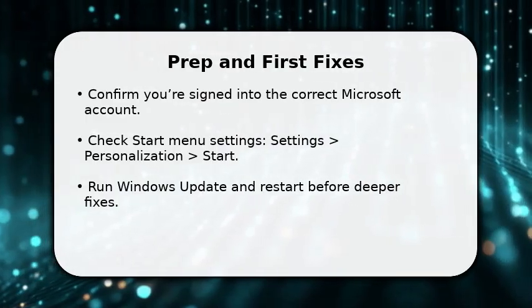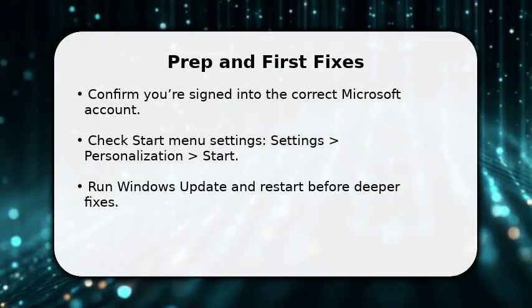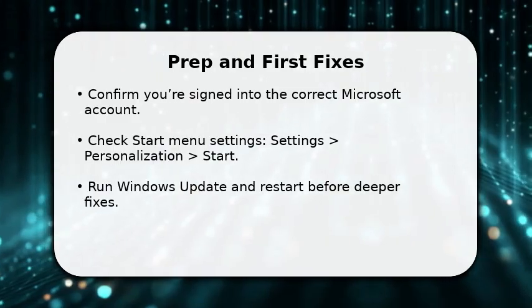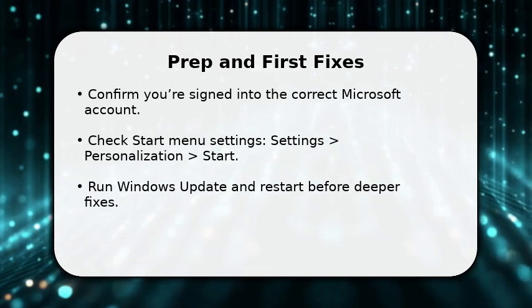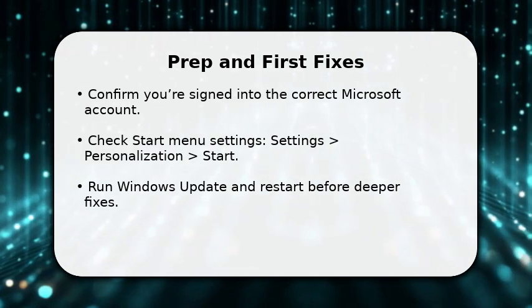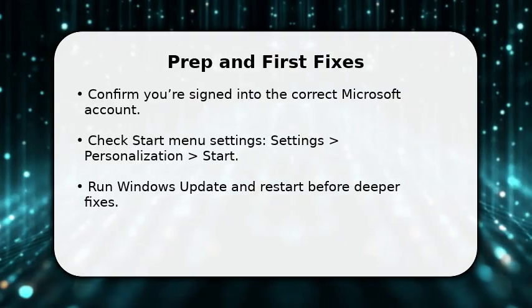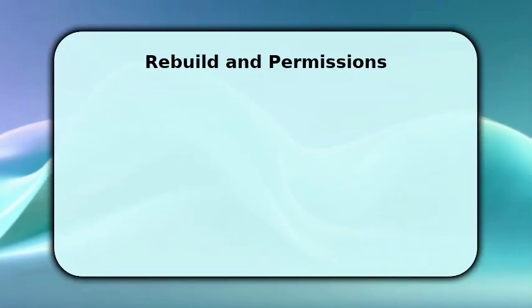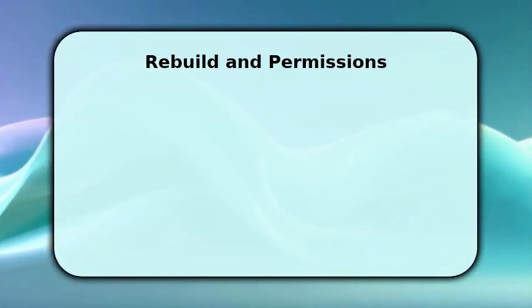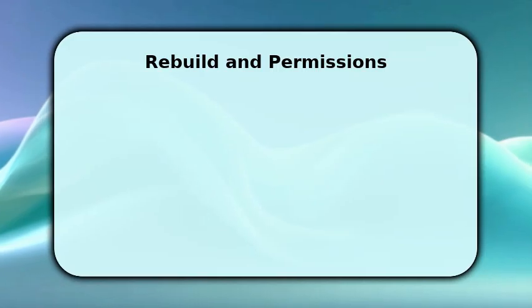If apps still don't appear, open Settings, Apps to confirm they are installed. You're now ready to move into targeted rebuilding and permission fixes that address deeper Start menu indexing issues. You'll re-register app packages using PowerShell, run as administrator, and execute the re-registration command to rebuild the app database. This repairs corrupted package registrations.